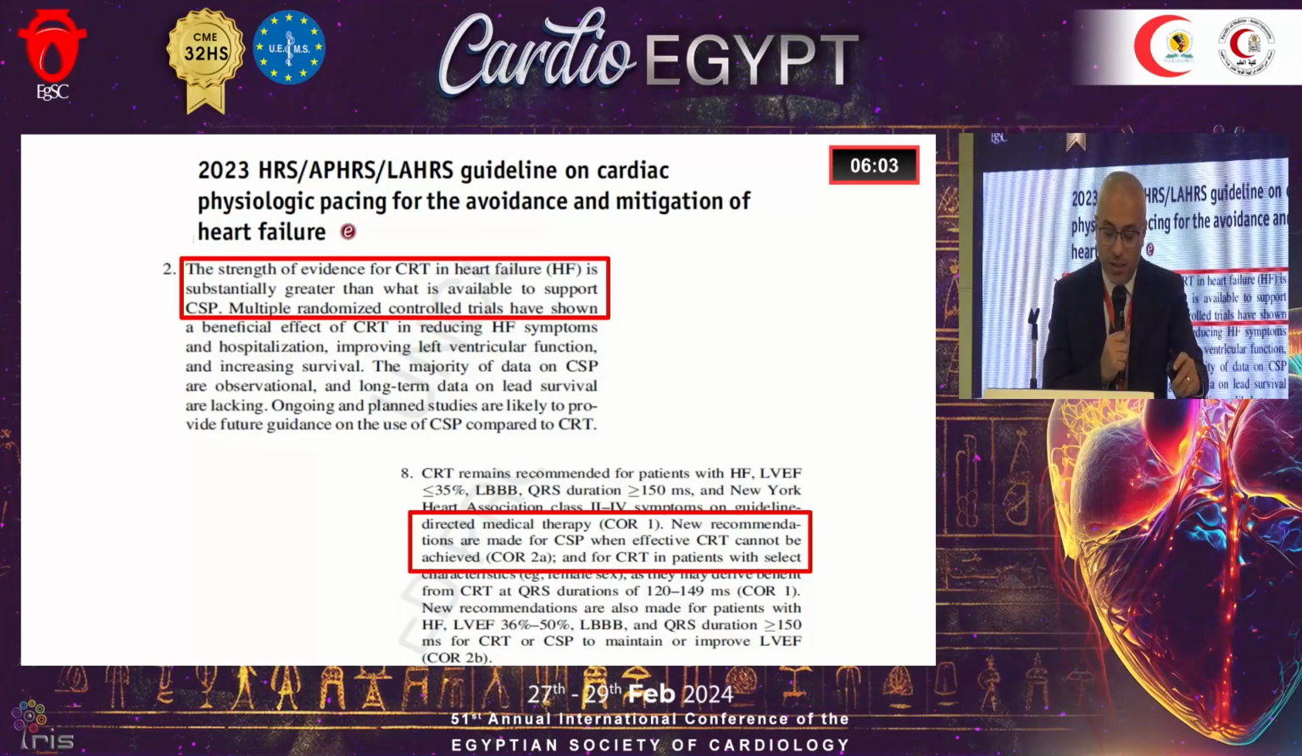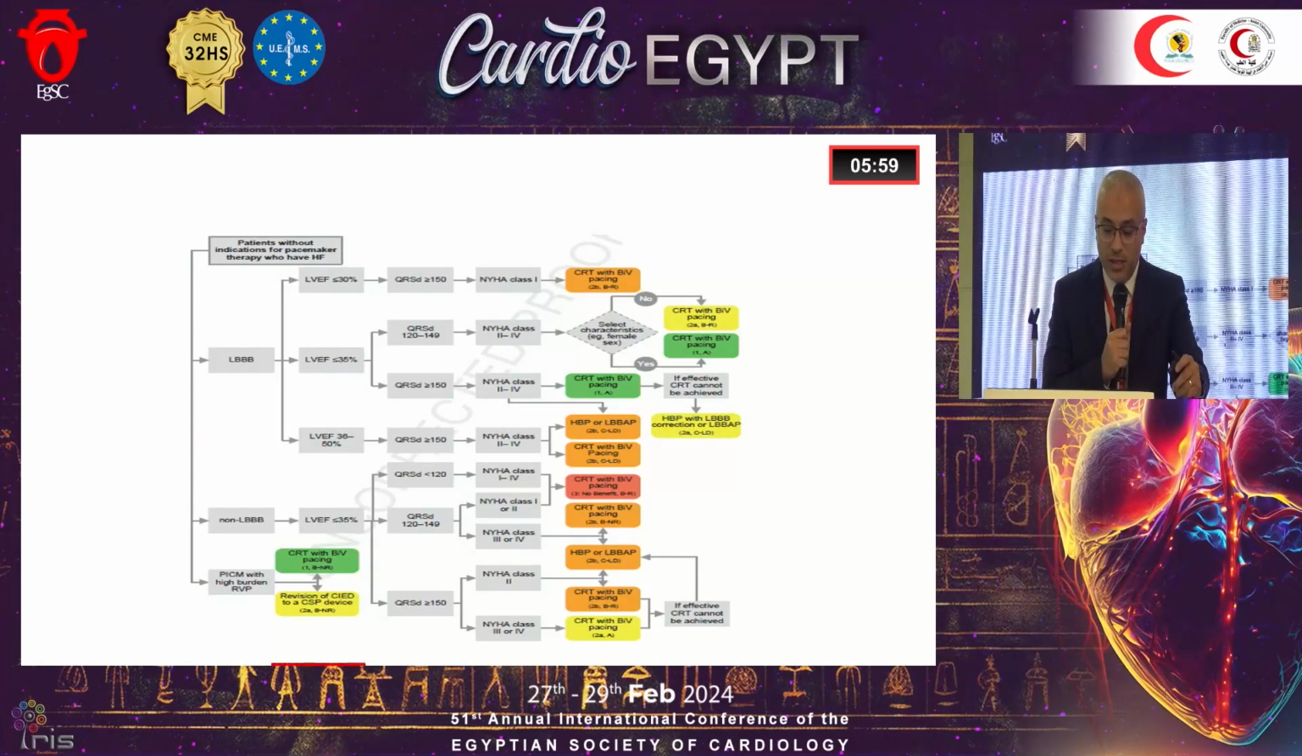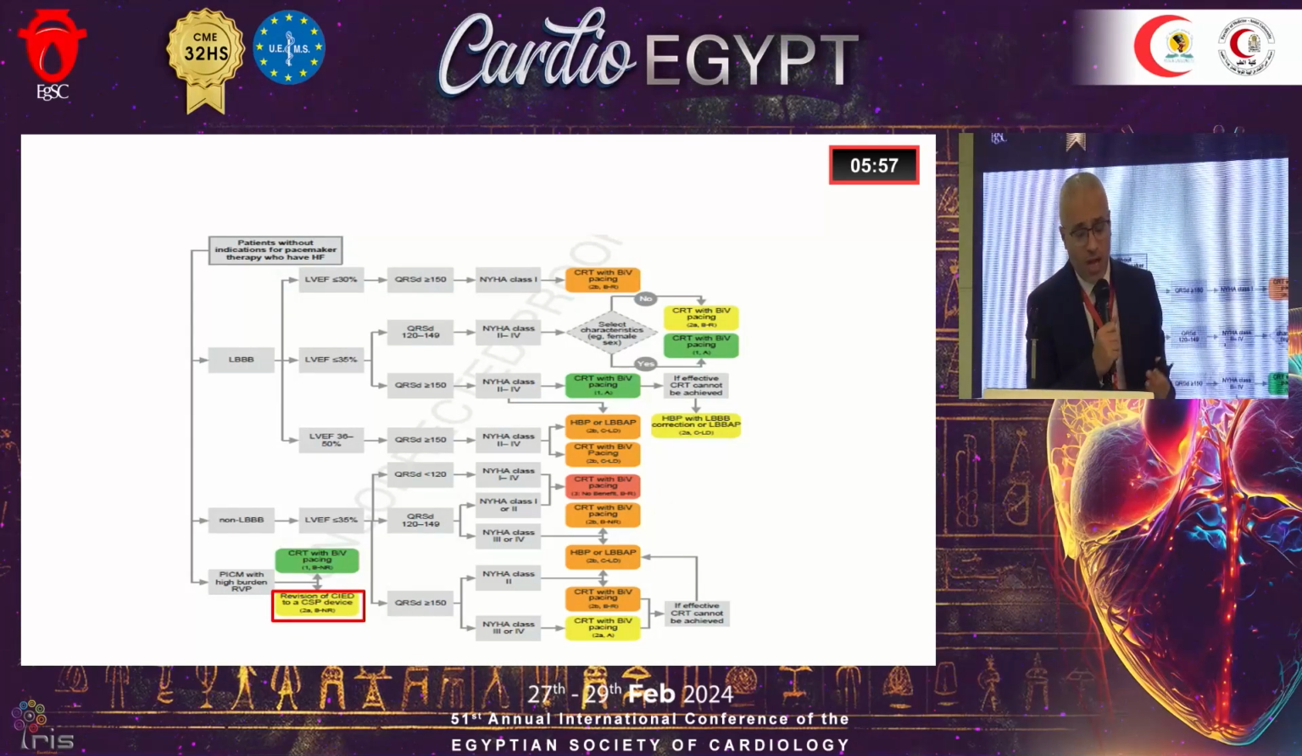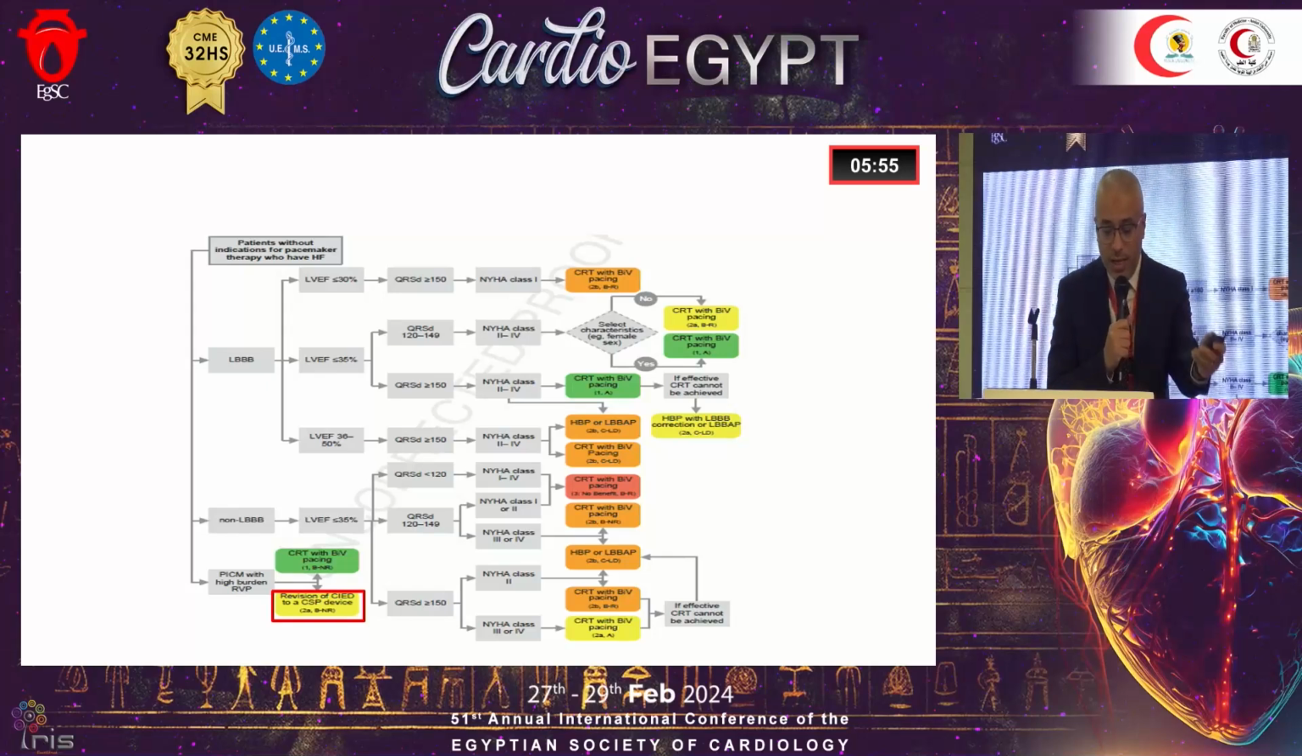So still, it's an alternative to the CRT in patients if you cannot deliver a normal CRT, and with other indication as a class 2A in order to place a conductive system pacing in a patient if he developed a pacemaker-induced cardiomyopathy with a normal left ventricular pacing. So still, up to this point, the class 1 indication is to put a CRT, and if you failed to deliver an effective CRT, you can go for left bundle area pacing.